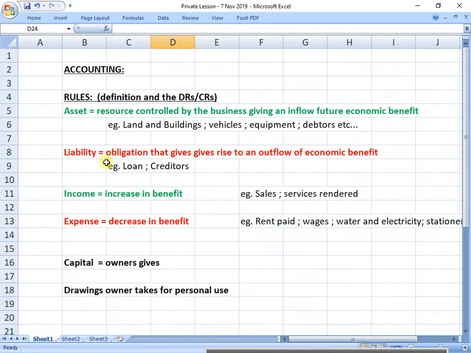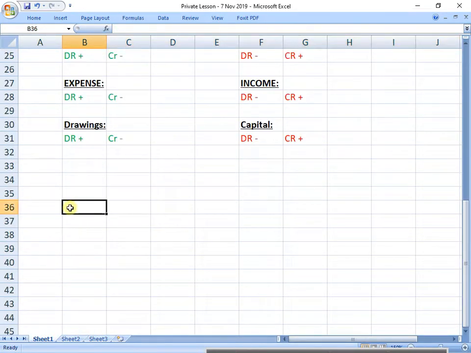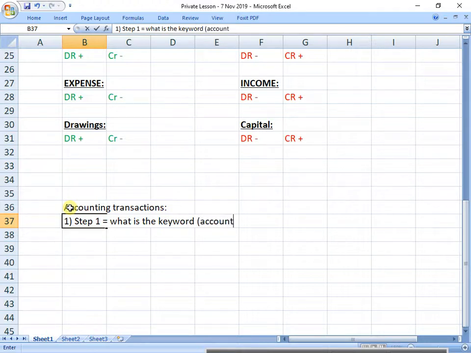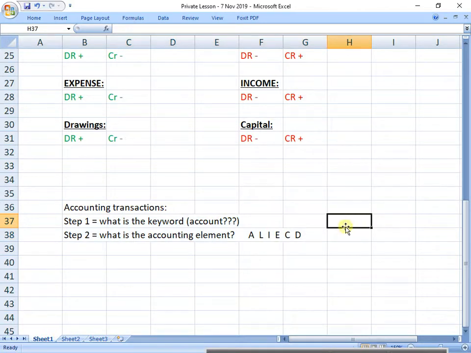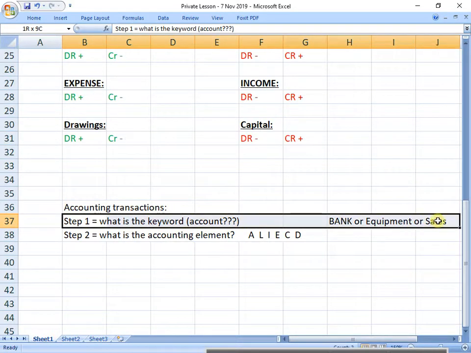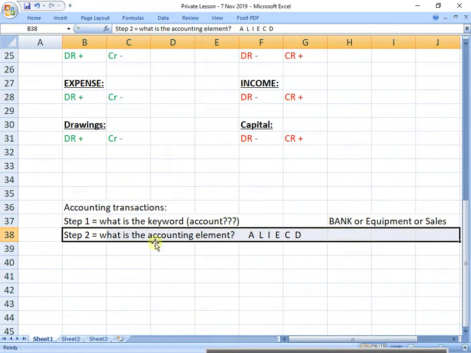Right, so you need to know definitions. In other words, step number one, when you look at accounting transactions, the first thing you need to do is find the keyword. When I say keyword, I'm referring to the accounts. Step number two, what is the accounting element? What do I mean by that? Asset, liability, income, expense, capital, drawings. The keyword could be like bank or equipment or sales, and that will come from the question. The accounting element, what am I dealing with?